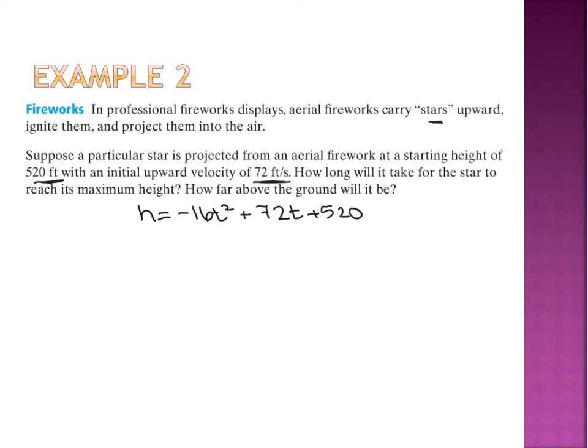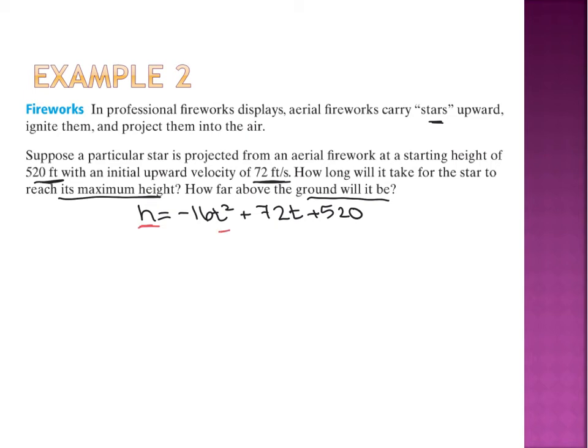Okay, so the t is our time, the h is our height. What we're going to look for here is how long it will take for the star to reach its maximum height, and then how far up it will be. So we're essentially solving for our h here and our t.